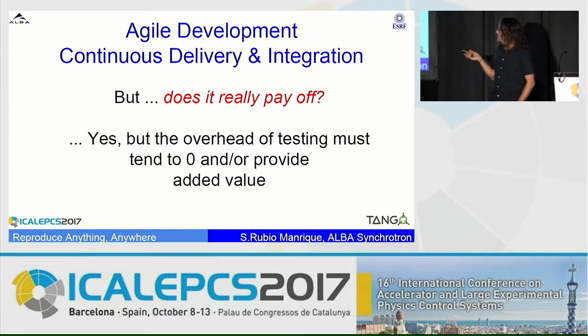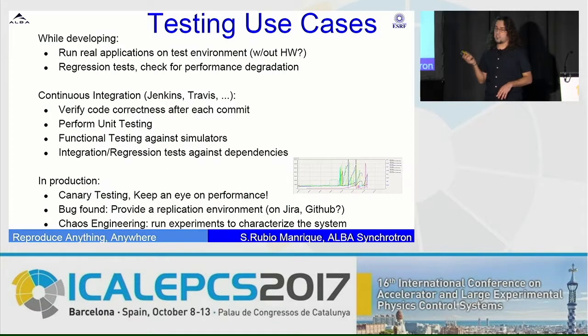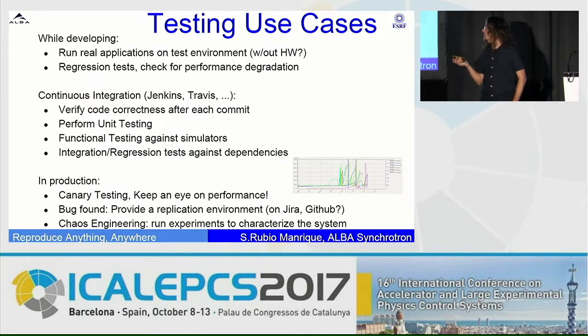We think that yes, but it pays off when you really are taking some profit from introducing all this testing in the development process. So we are now taking an approach of testing use cases. While developing, we are running real applications in test environments, doing regression tests, measuring memory usage and CPU usage with the new versions. We are doing continuous integration using Jenkins and Travis for some big projects. So, well, verify code correctness, unit testing for some libraries, functional testing, integration, regression.